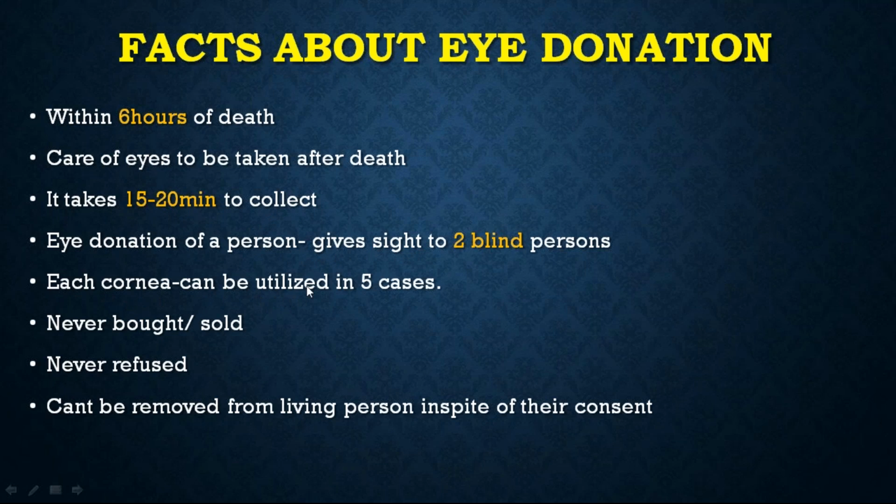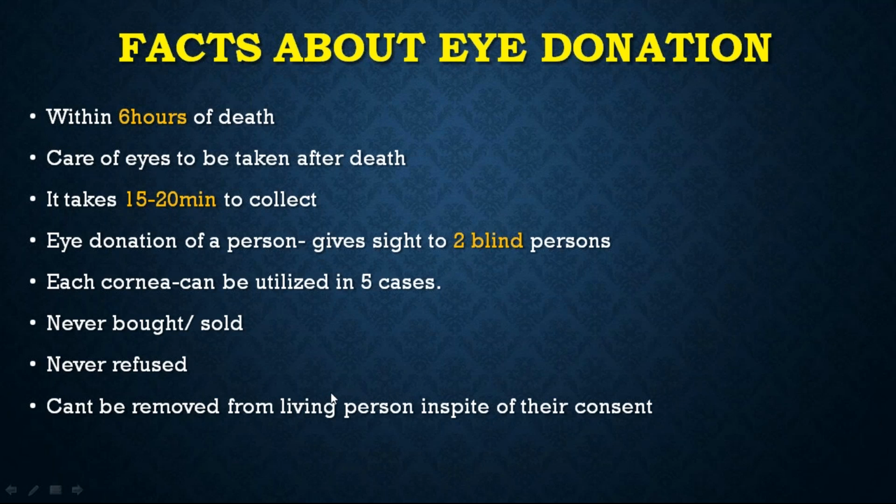Each cornea can be utilized in 5 cases. The corneas are never bought and sold. They are never refused. If a person wants to donate the cornea, they are never refused unless they have certain issues like HIV, HBsAg, HCV, Creutzfeldt-Jakob disease, certain glaucoma, or certain conditions, which are contraindications.